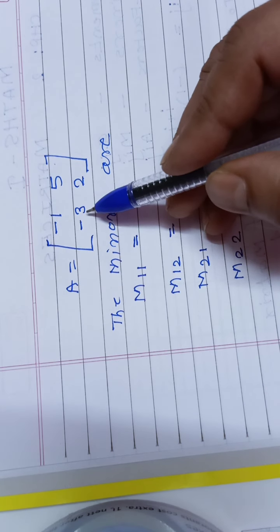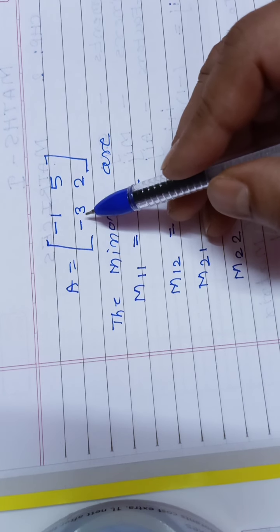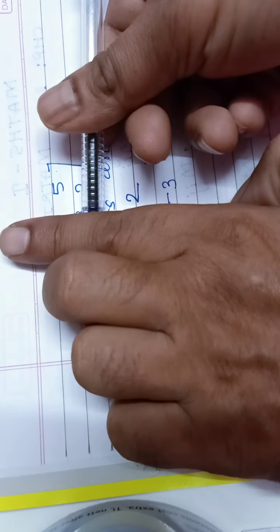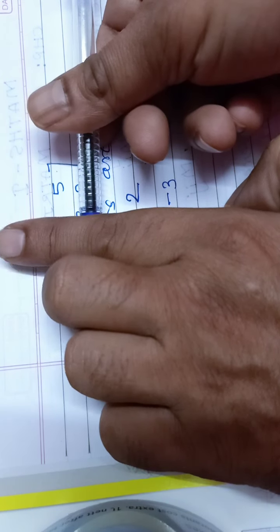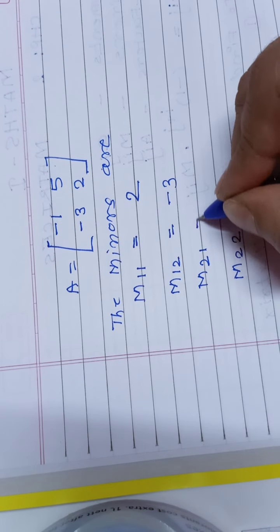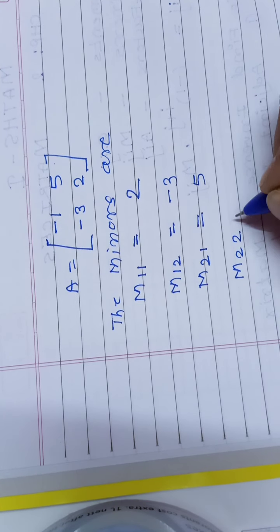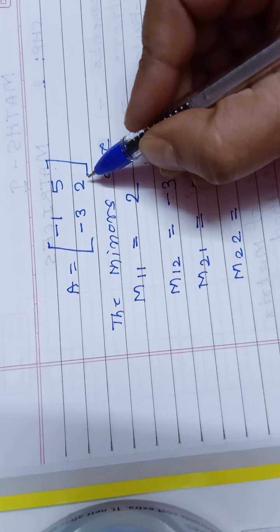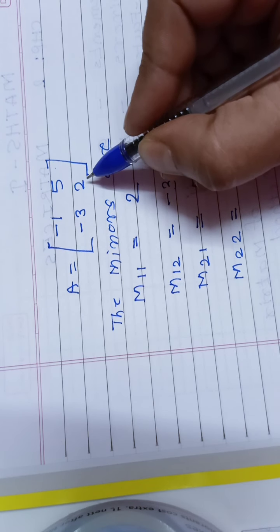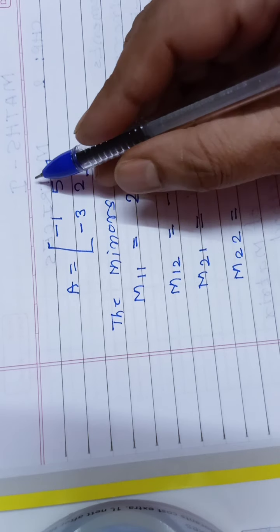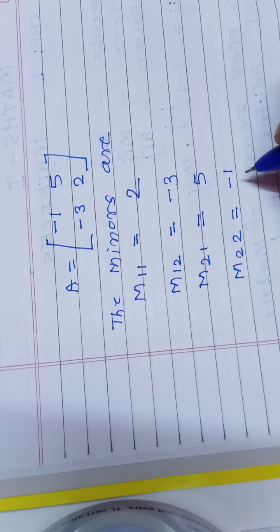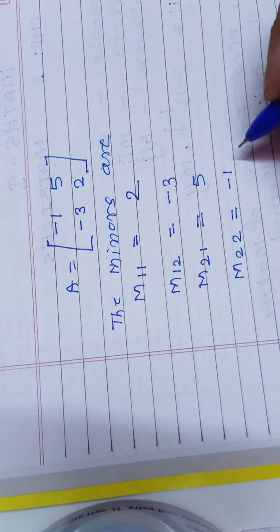Now find out the minor of minus 3. Minus 3 lies in the second row and first column. So 5 is remaining. So the minor is 5. And finally we will find out the minor of 2. The 2 is in the second row and second column. So minus 1 is remaining. So the minors are here.